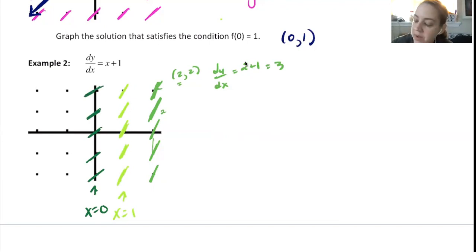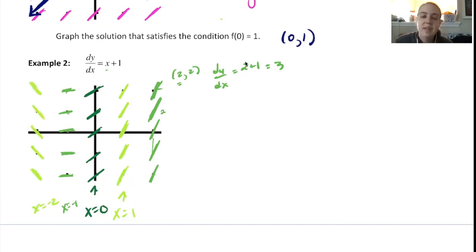And just keep going like that. Over here we have x equals -1. So -1 plus 1 is 0. All these are horizontal slopes. And to the left, we have x equals -2. So -2 plus 1 is -1. So these all have a slope of -1.